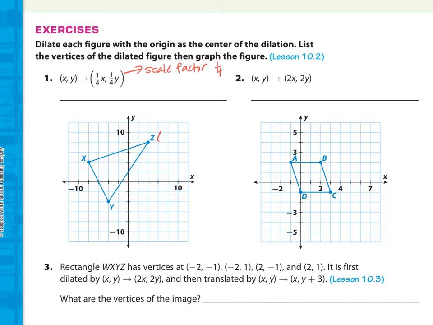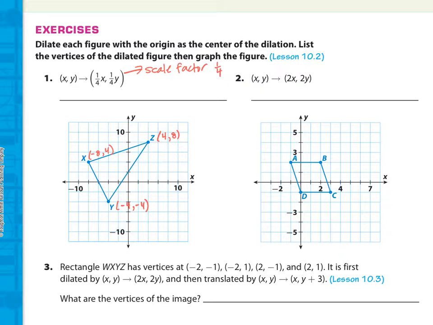So if z is the point, oh, look at this. This goes by 2's. So z is the point 4, 8. X is the point, let's see, -8, 4. And y is the point -4, -4. So we're going to divide all of those by 4, because that's the same thing as multiplying by 1/4.